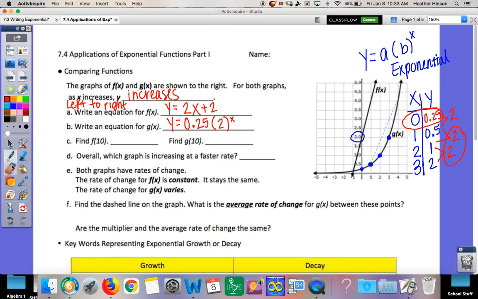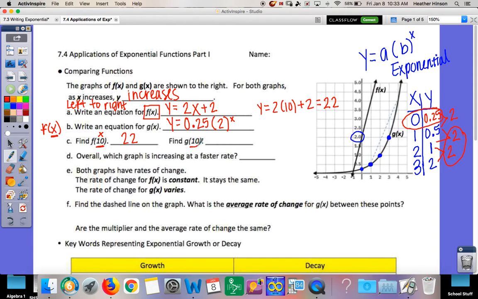Perfect. Okay, then we want to find f of 10. When your number is in parentheses like this, normally it's f of x, so that 10 is in place of x. So all this is telling you is to plug 10 in for x. And we want to look at f of x, so we want to look for the first equation. So we have y equals 2 times 10 plus 2. That's going to give us 22. So your answer is 22.